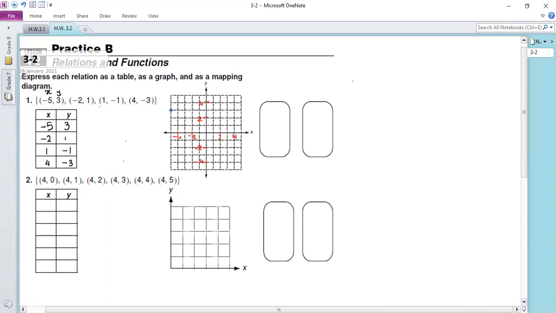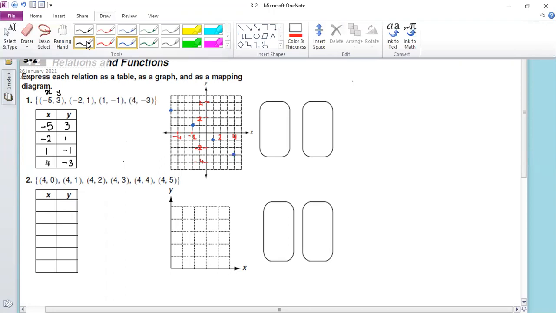Then for the next one, it's -2 and 1. It's here. And 1 and -1. So when x is 1, y is -1 is here. And then 4 and -3. So once you have the numbers, it's easy for you to show the relations of these numbers also in a graph. Now the last one we have is a mapping diagram.